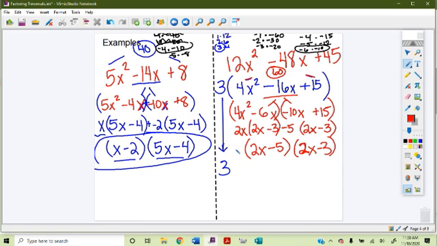And then the 3 that I factored out to begin with has to be part of my answer too. So that is the factored version of this. And again, you can check it by putting this in Desmos and this in Desmos and making sure the graphs are exactly the same.